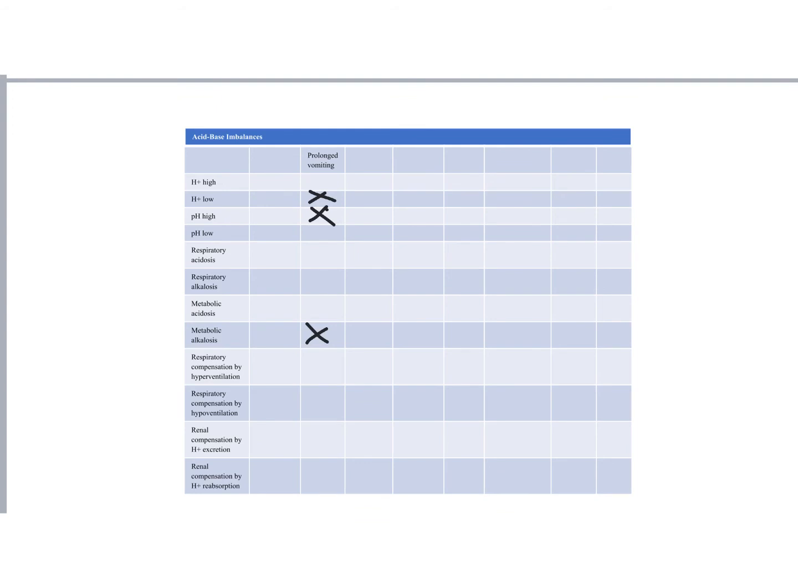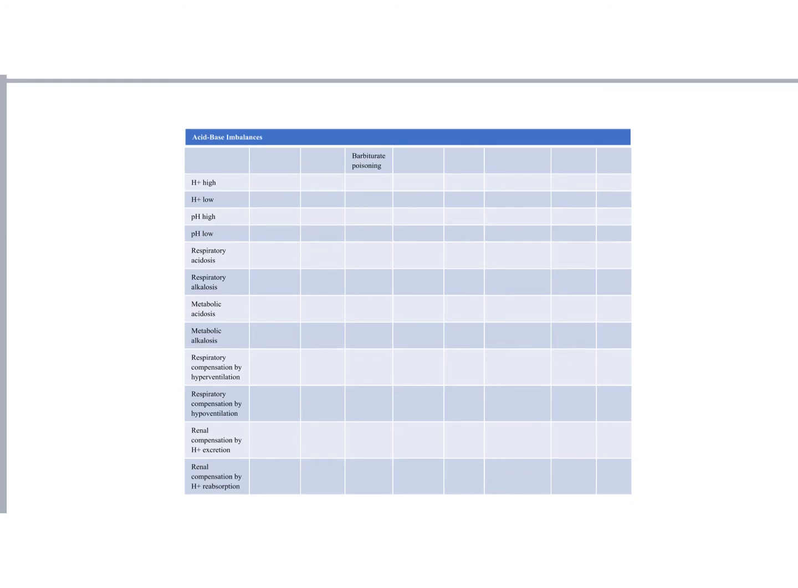So the compensation is going to be using the respiratory system. If we're going to use the respiratory system, how are we going to lower our pH? We do that by hypoventilation. With hypoventilation, your carbon dioxide levels will rise, and when your carbon dioxide levels rise, then your pH is lowered. So prolonged vomiting: you have a low hydrogen ion concentration, which means your pH is high. This is a metabolic alkalosis problem, which is compensated by hypoventilation in the respiratory system.